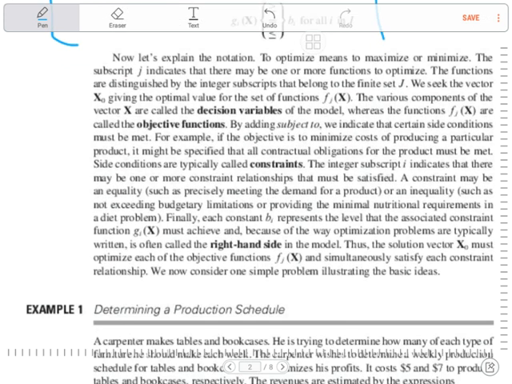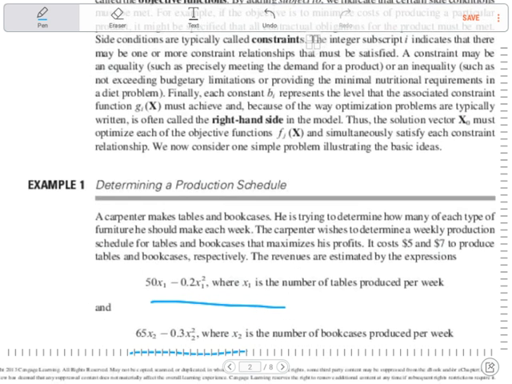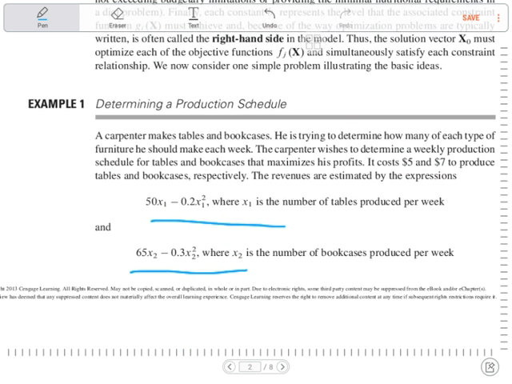Now, let me just give one simple example. A carpenter makes tables and bookcases.